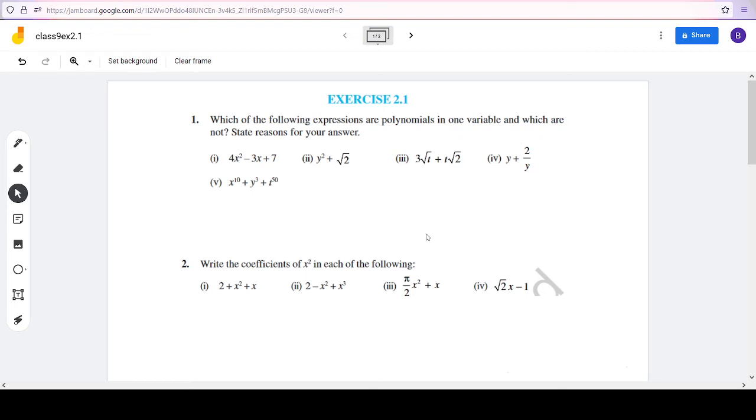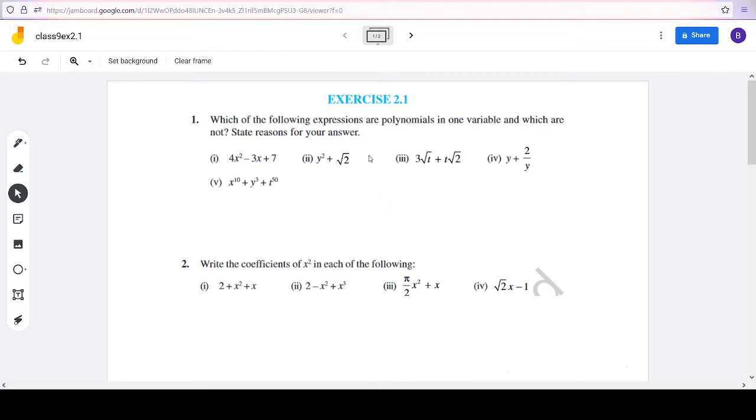Today I am going to begin by solving the class 9 chapter 2 exercise 2.1. The reason I am solving this is that it is very important to clear the basics with respect to polynomials, and also some basics with respect to variables and coefficients, and how we differentiate a binomial, a trinomial, or a monomial. These simple things will be clarified here.